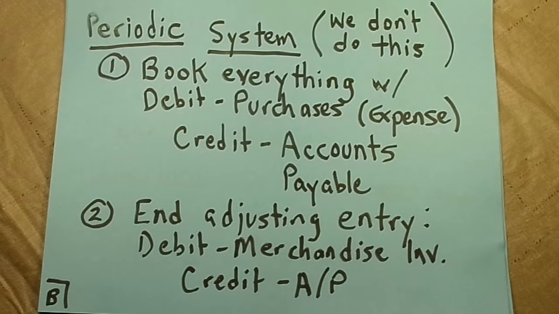So the periodic system, we book everything with a debit to expense, or a debit to purchases. Then we credit accounts payable. At the end of a period, we go back and count what should still be in inventory, and we do a reversing entry. And right there, there's a small mistake on the slide, but it's irrelevant because we don't do this method anyway. What we're going to have here is a debit to merchandise inventory and a credit to purchases.